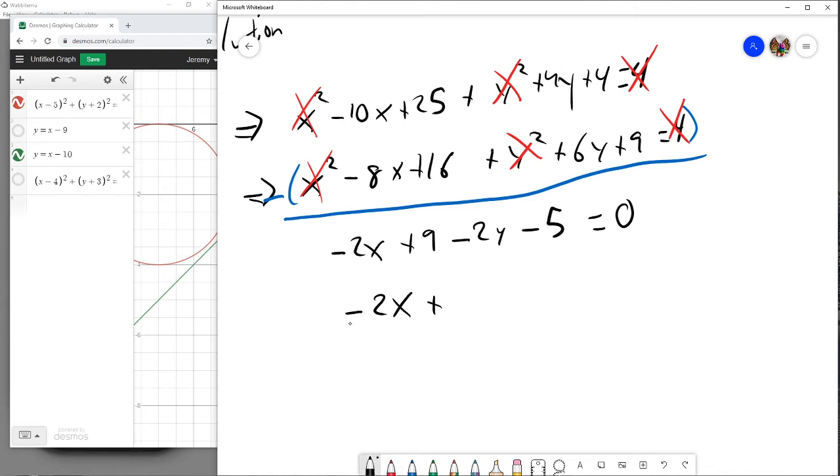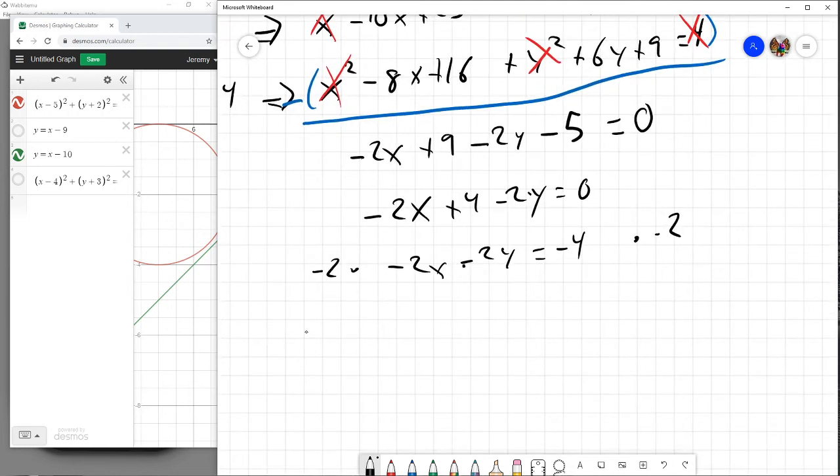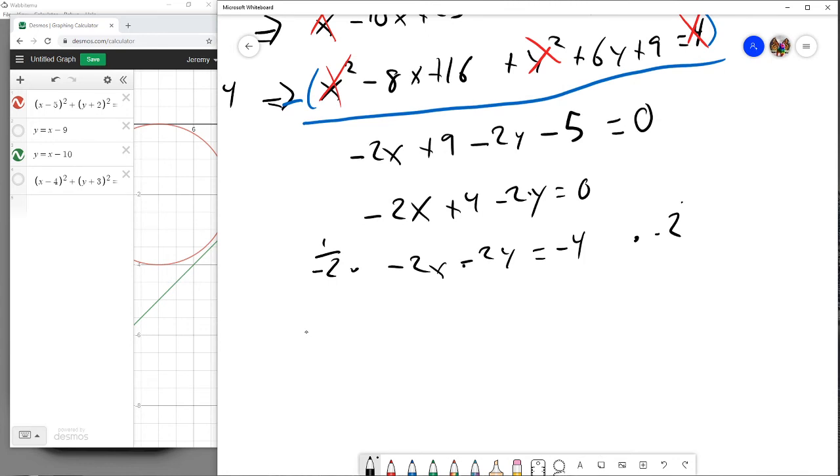Negative 2x plus 4 minus 2y is equal to 0, or negative 2x minus 2y is equal to negative 4. Now, I can multiply both sides by a negative half. We want to divide out 2. Alright. So that gives you x plus y is equal to 2. Or we can subtract the x, so y is equal to 2 minus x. Now that's awesome, right there.